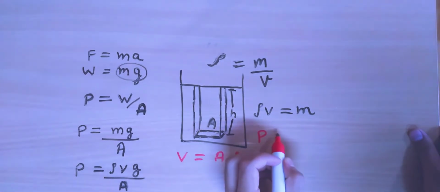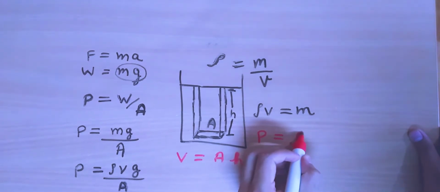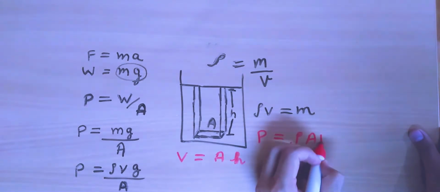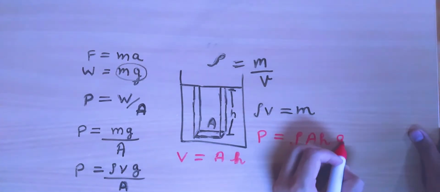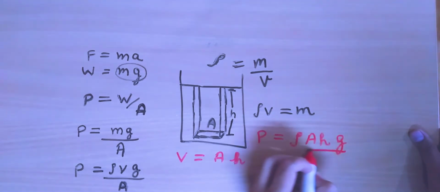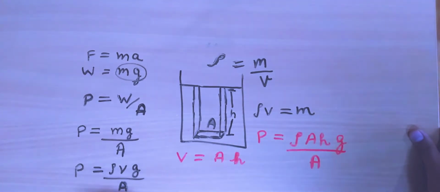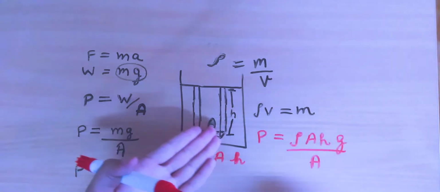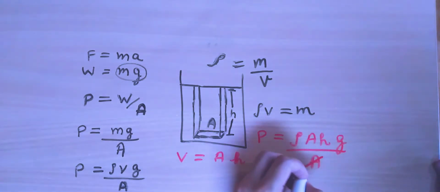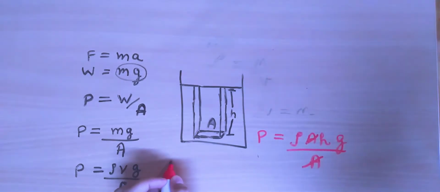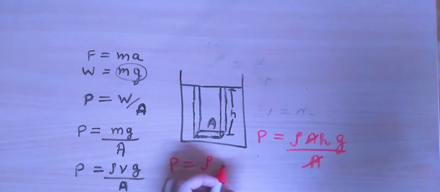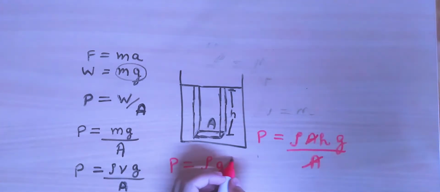So pressure equals density denoted by rho, instead of writing V, I write AH, times the gravitational acceleration, and this whole thing is divided by again A, right? Base area. And we know that this A and this A is the same A, that is the area of this base. So I can simply cancel this A with this A. So what I'm left with here is pressure equals rho, density, g, gravitational acceleration, and I have h left.